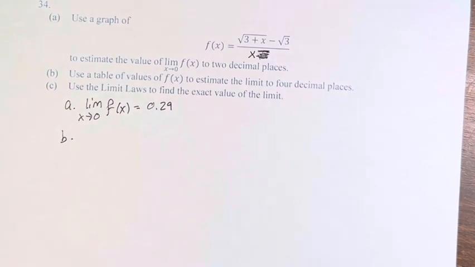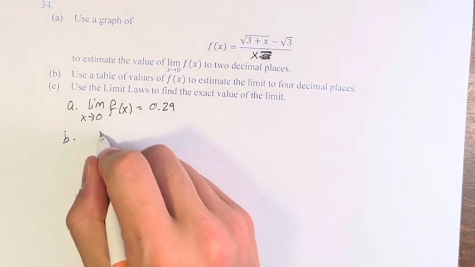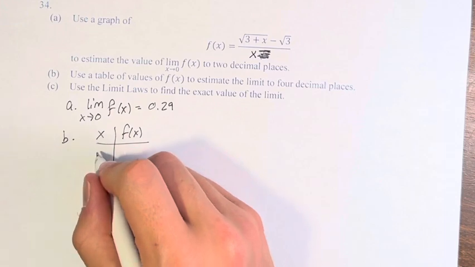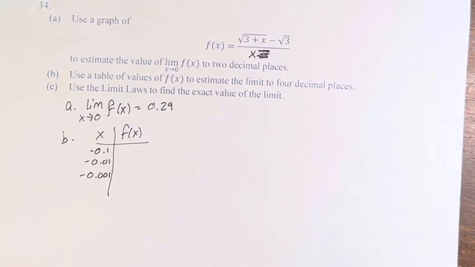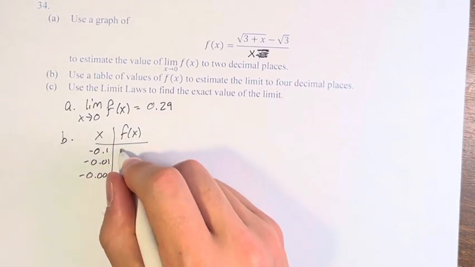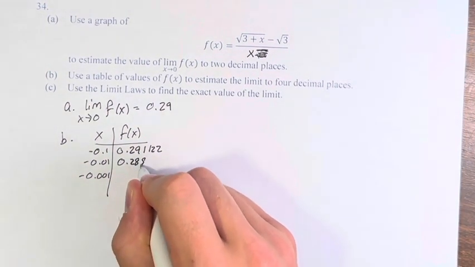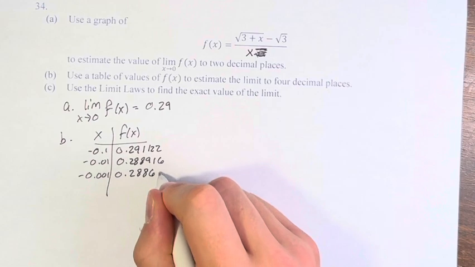In B, we are asked to use a table of values of f of x to estimate the limit to 4 decimal places. And so we just have to plug in values of x into f of x that are close to 0. So let's try negative 0.1, negative 0.01, negative 0.001. When we do that, we get values 0.291122, 0.288916, 0.288699.